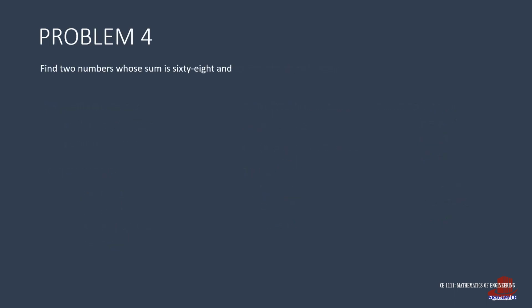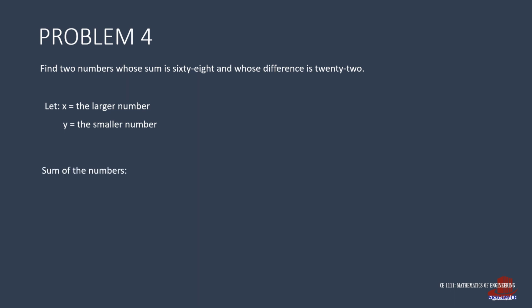Problem 4 asks for two numbers whose sum is 68 and whose difference is 22. Assign x as the larger number and y the smaller number. From the problem, the summation of the numbers is identified as 68. We write this algebraically as x plus y is equal to 68. This is equation 1. The other equation is their difference. That is x minus y as 22. Take this as the second equation.